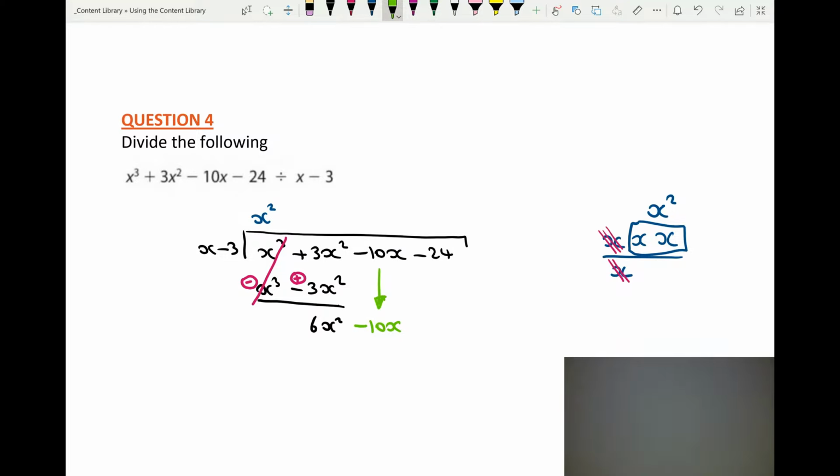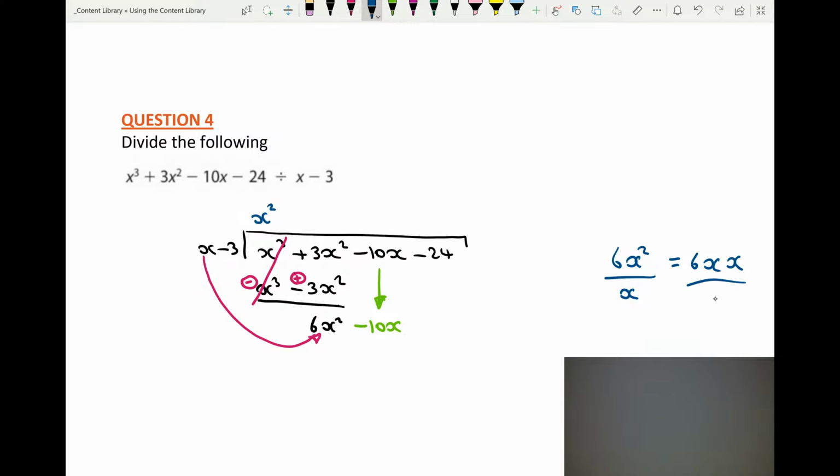And what I do now is I go all over again. My first step is I now want to divide this x into 6x squared. Now, I'm going to do my rough work out on the side again. So it's 6x squared divided by x. X squared means 2 x's, so x over x. And what I'm going to do is I'm going to cancel the x on the bottom with one of them on the top. And that leaves me then with 6x. And what I do is I put that on the top of my long division line. So x squared plus 6x is what I have.